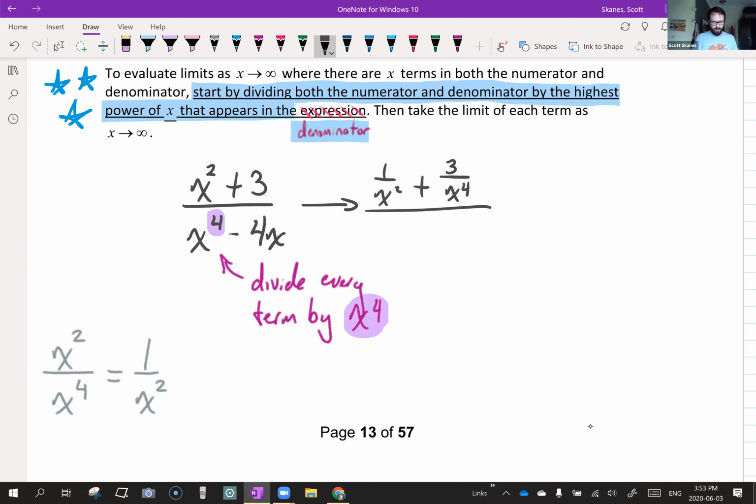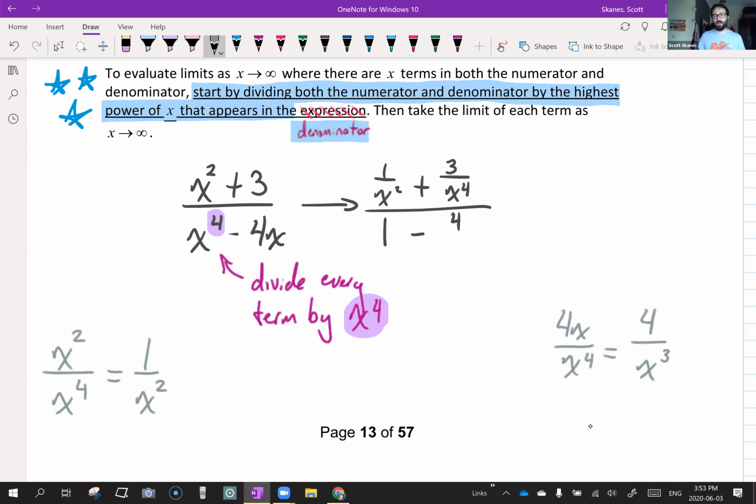What's x to the power 4 divided by x to the power 4? Well, it's divided by itself. It gives 1. And what's 4x divided by x to the power 4? Well, 4x divided by x to the power 4 is 4 over x to the power 3.